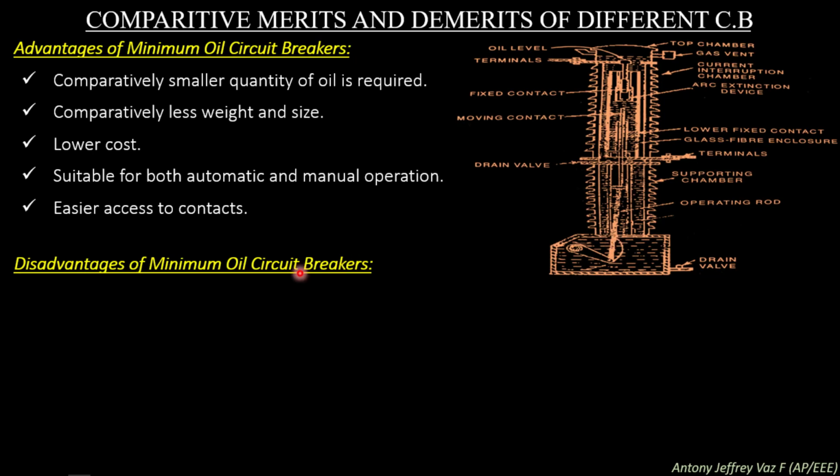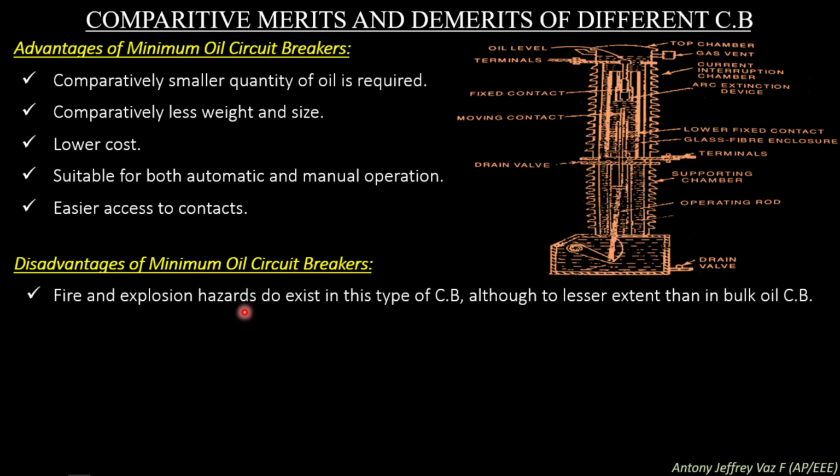Disadvantages of minimum oil circuit breaker. Fire and explosion hazard do exist in this type of circuit breaker, although to a lesser extent than a bulk oil circuit breaker. The minimum oil circuit breaker uses a minimum amount of oil. Since oil is used in a minimum quantity, the fire hazard is present and an explosion may occur in case of interrupting very large fault currents.